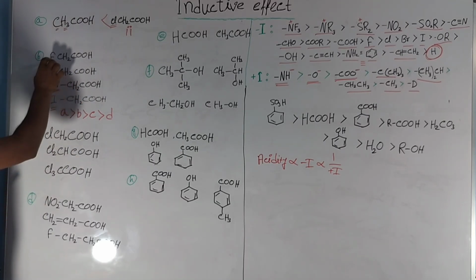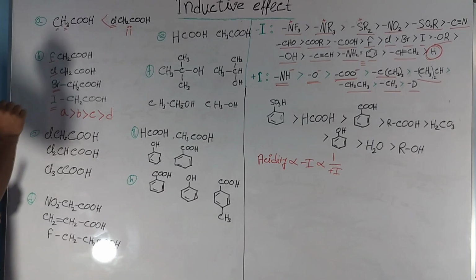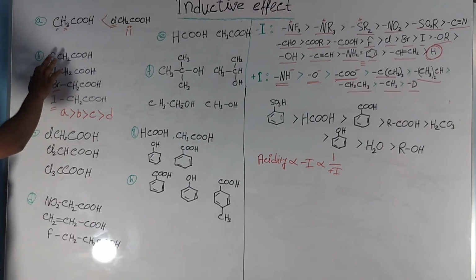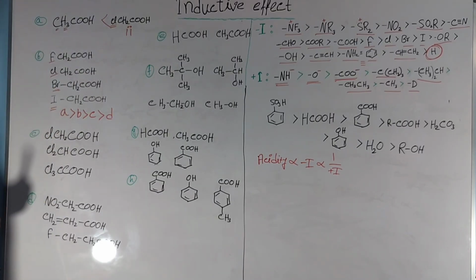So powerful minus I, fluorine is more powerful. I mentioned here, na, power, distance and number. So fluorine is more powerful minus I, so it is more acidic than chlorine, than bromine, than iodine.